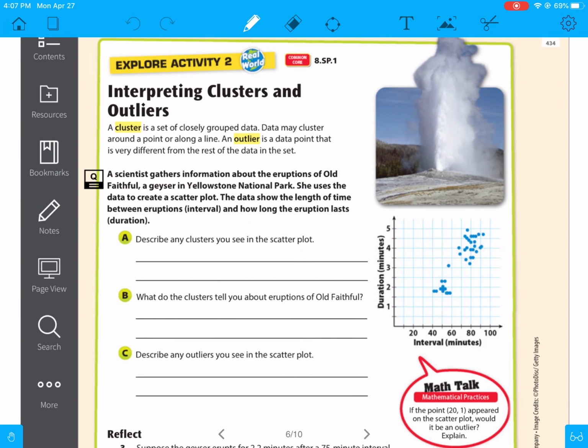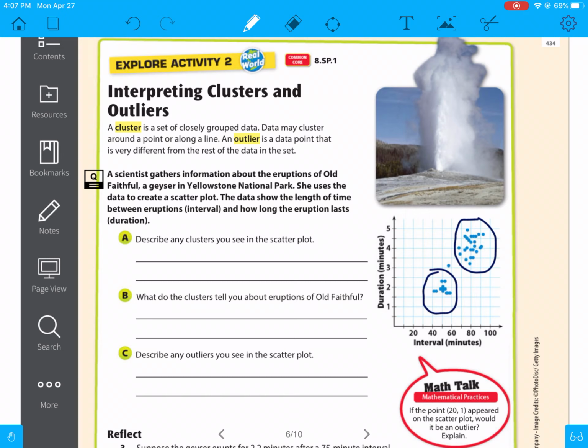All right, so the next part, we're going to talk about clusters and outliers. A cluster is a set of closely grouped data. If you've ever shot a gun, a bow and arrow, or anything at target practice, or played darts, whenever they're grouped really close together, that's called a cluster. So like there's a cluster right here, and looks like a cluster right there.